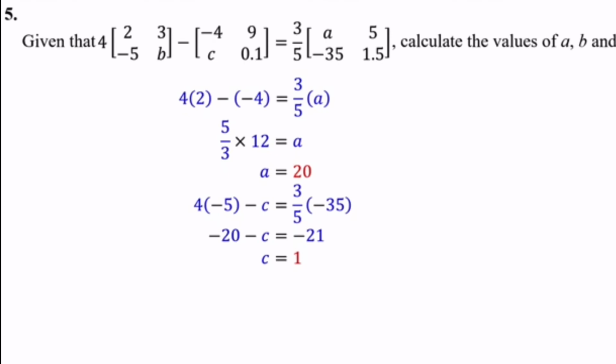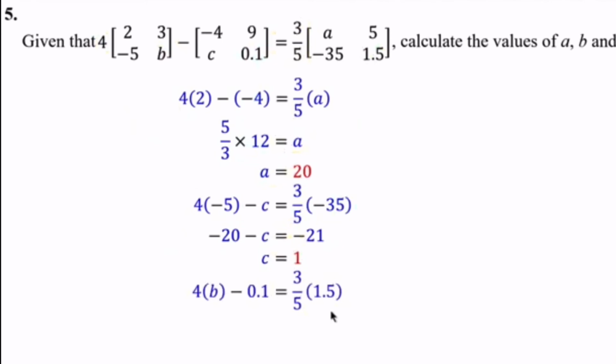Okay, so for the B we have actually discussed just now, it is 4 times B minus 0.1, right? 4 times B minus 0.1 is equal to 3 over 5 times 1.5. Alright, so the answer that you solve will be the answer for the B, so you need to solve it carefully.